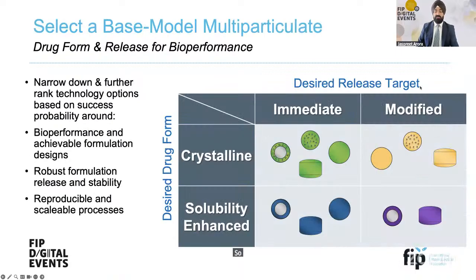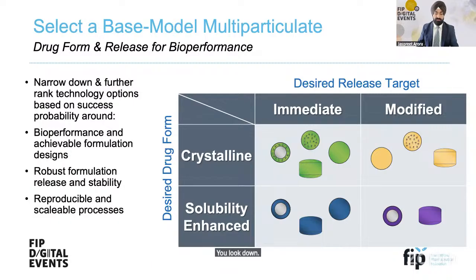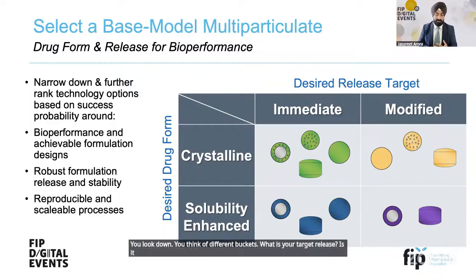So, all right, you have a few different types of multiparticulate technologies. The first choice that you have to make is, what is the base model that I'm going to choose? You look down, you think of different buckets. What is your target release? Is it immediate or is it modified? That's one of the first decisions.